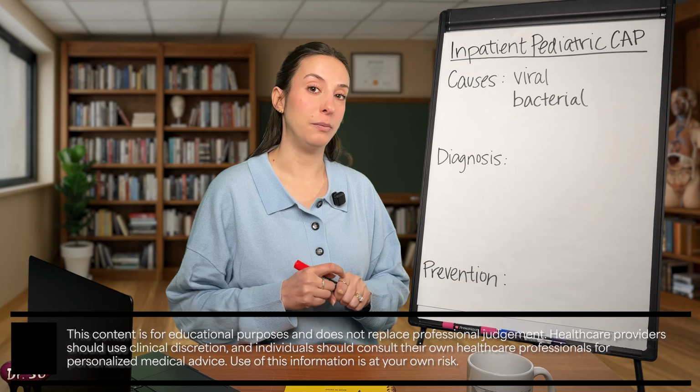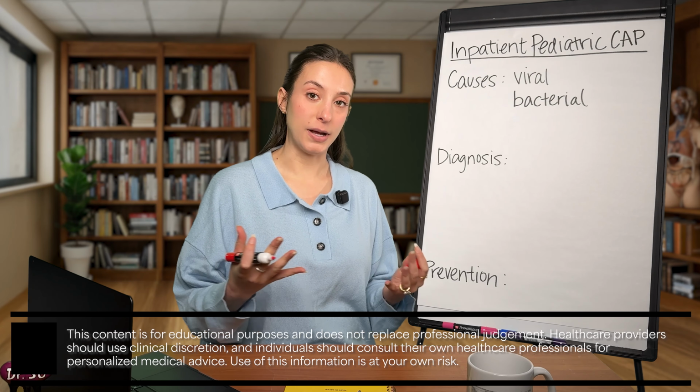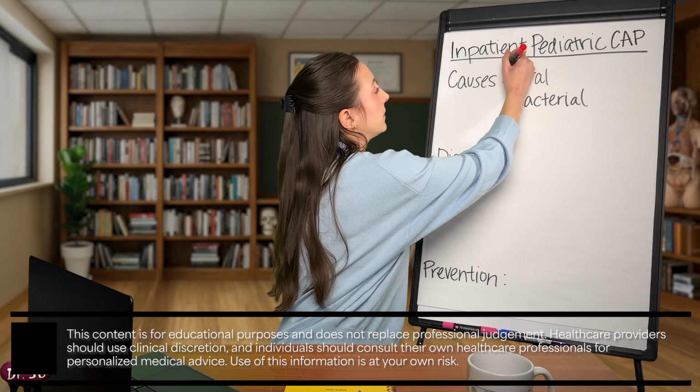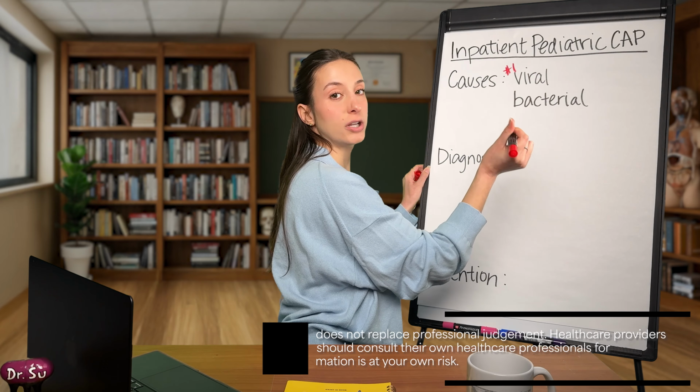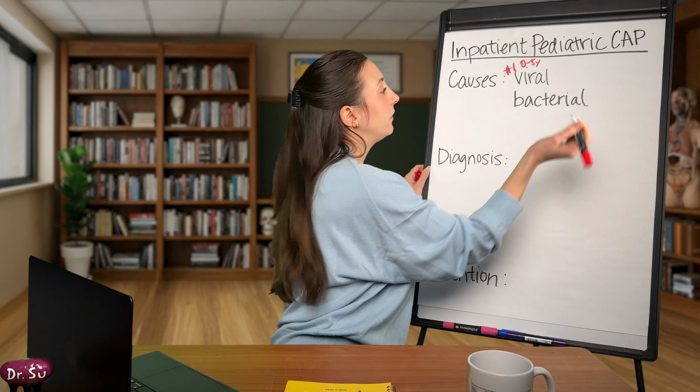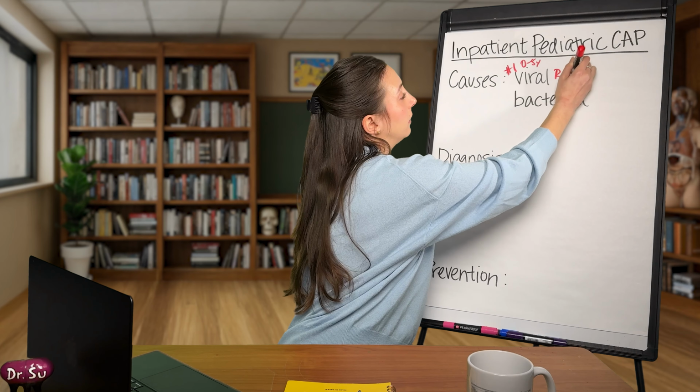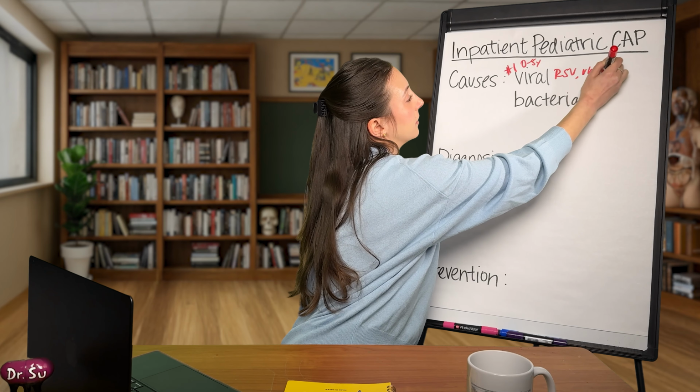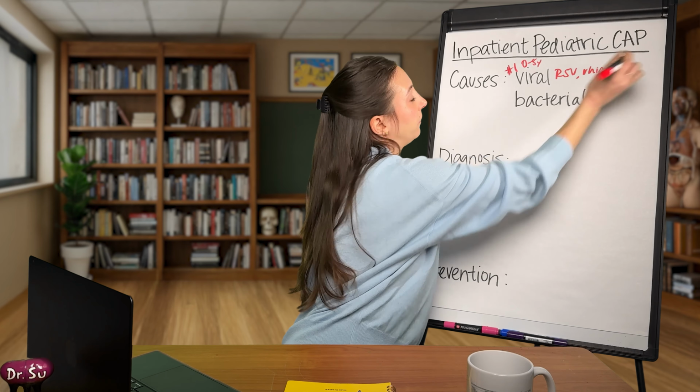Causes of community-acquired pneumonia are either viral or bacterial. Overall, viruses are the number one cause in children, especially those 0 to 5 years old. And common viruses include RSV, rhinovirus, as well as influenza.